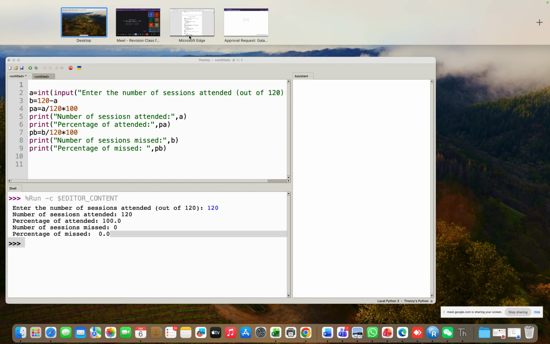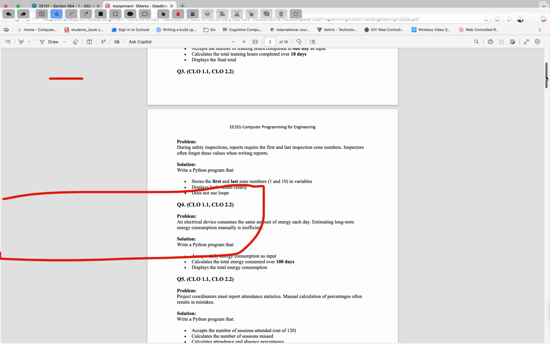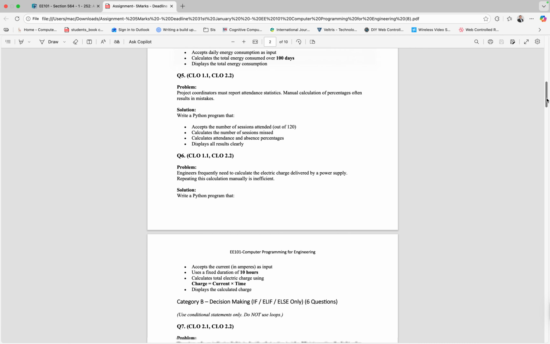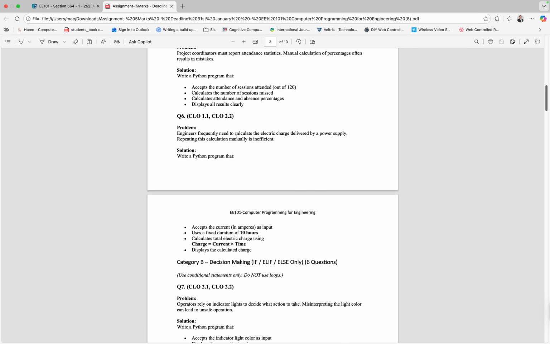Let's do the last question then. And we are within 1 hour. That's good news. The final question, which is question number 6, says that engineers frequently need to calculate the electric charge delivered by a power supply. As an electrical engineer, you have to look at the charges delivered by the power supply. Repeating this calculation manually is inefficient. That's why you write a Python program that accepts the inputs.